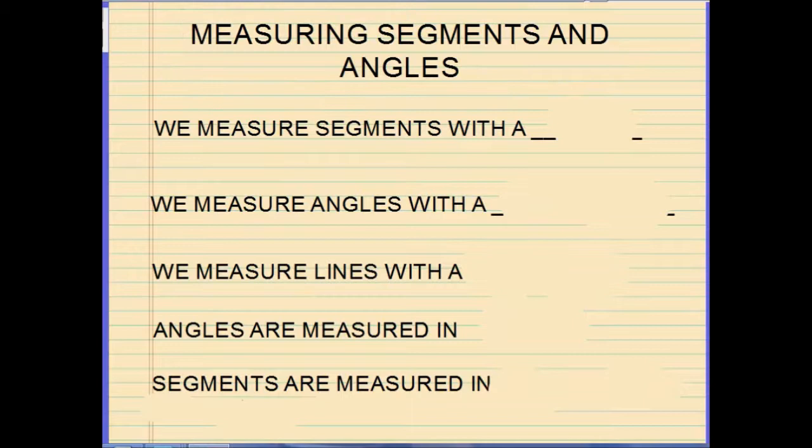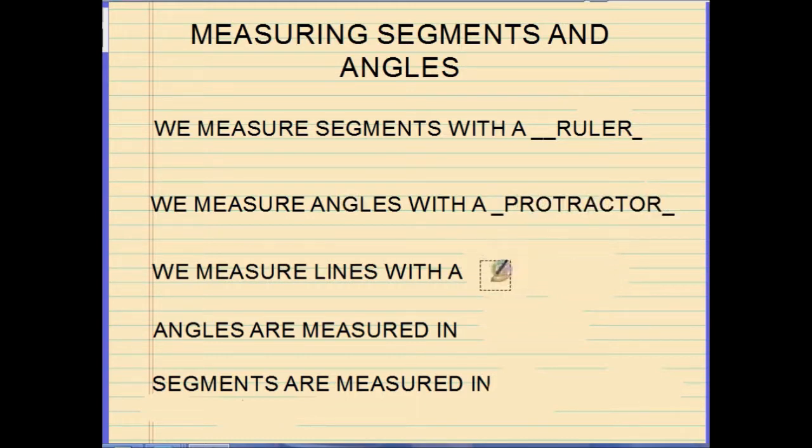So here we go. We're going to start off with measuring segments and angles. Now, we have some vocab here. So first and foremost, we measure segments with a ruler. Segments are going to be measured in units such as inches, millimeters, centimeters, things like that. We measure angles, therefore, with a protractor.